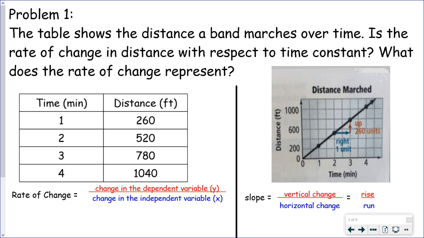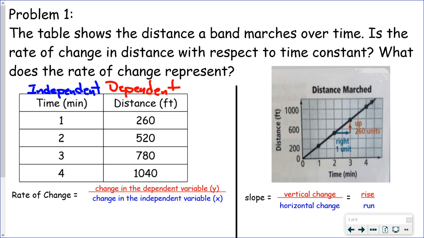First off, time is always an independent variable. So time is always independent. The way that I remember that is time doesn't depend on anything. Time is just going to happen. But the distance that the band marches is dependent upon the time, right? The more time, the further they're going to march. So the distance is the dependent variable. Dependent.